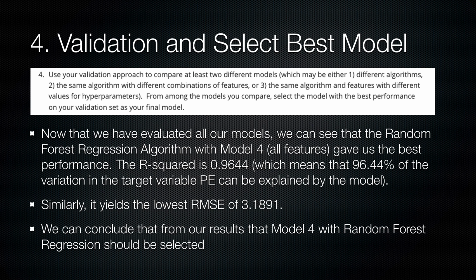4. Validation and select best model. Now that we have evaluated all our models, we can see that the random forest regression algorithm with model 4 gave us the best performance. The R squared is 0.9644. Similarly, it yields the lowest RMSE of 3.1891. We can conclude from our results that model 4 with random forest regression should be selected.